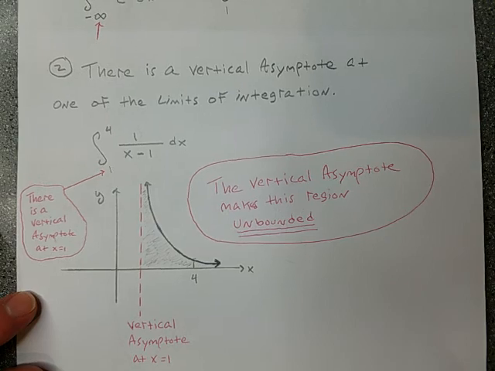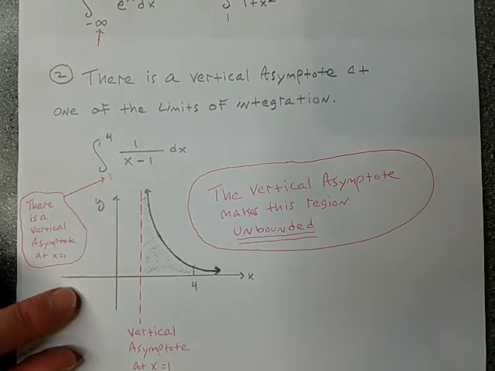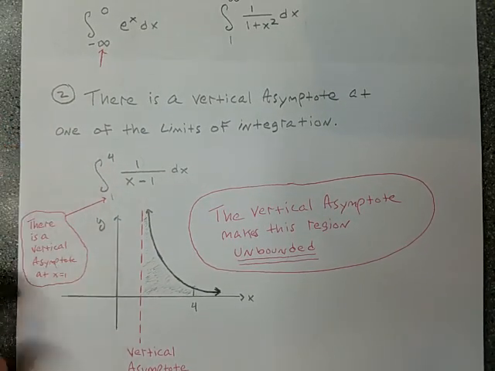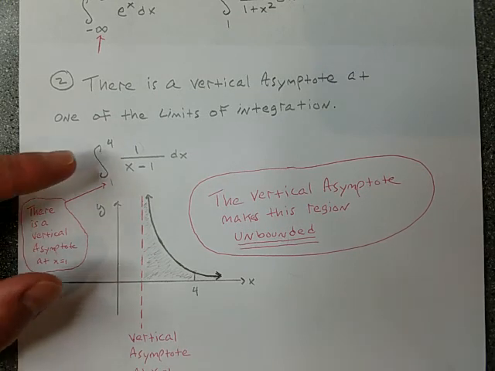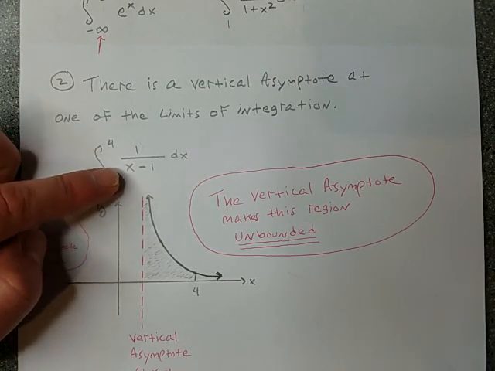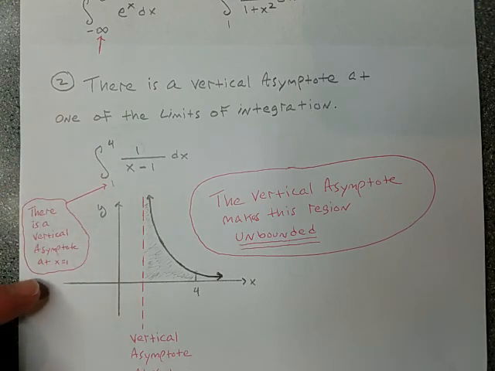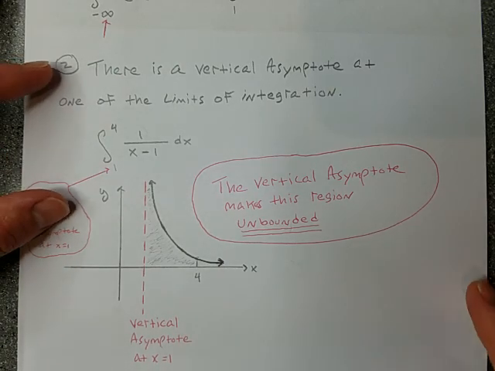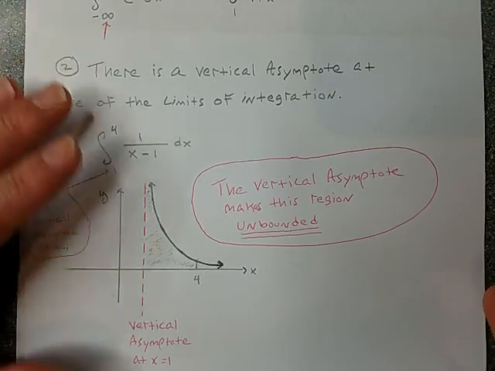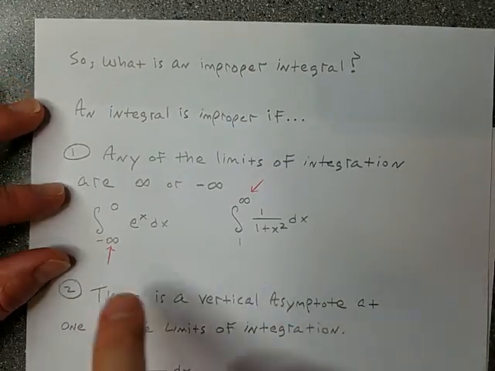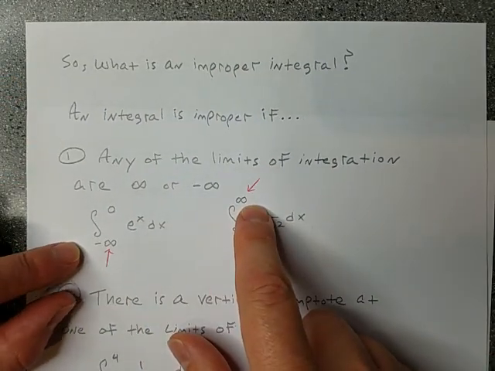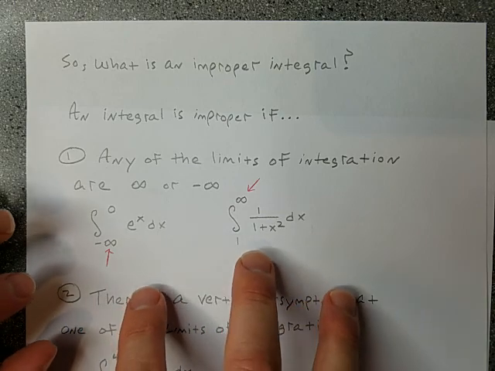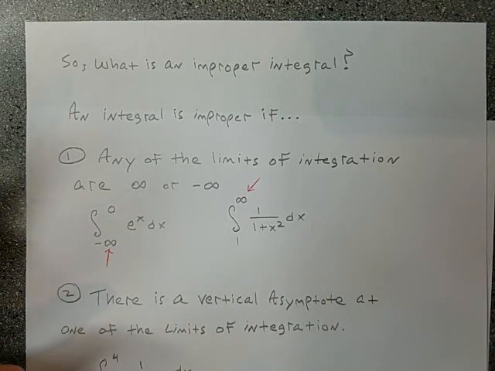So if I say the function is 1 over x minus 1, and my bounds are 1 to 4, then there is a vertical asymptote on this curve at x equals 1, and here's roughly what that curve looks like. So what about that would make the integral improper? Well, with the integrals where infinity was one of the bounds of integration, that made the region on the graph unbounded, infinite in its span, in other words.